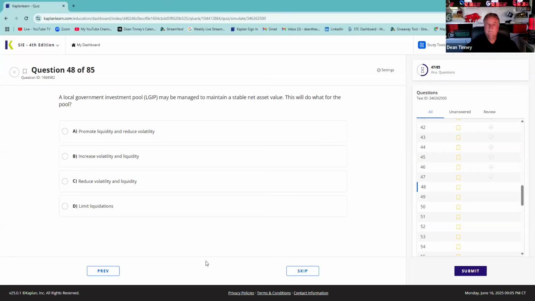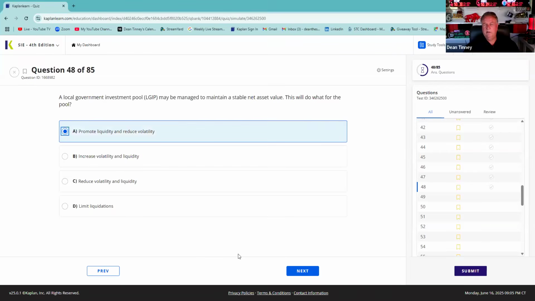It's always $1. Right. So you got two choices now that say reduce volatility. You got A choice and you got C choice. I think reduce the volatility and liquidity. Yeah, but you got liquidity. The whole point of a money market fund is to have liquidity. So you can write a check against this pool and we'll clear it. We'll sell off securities, whatever we have to do.